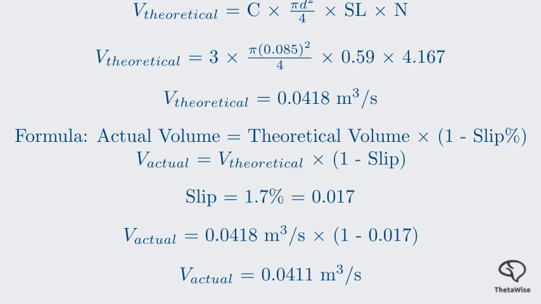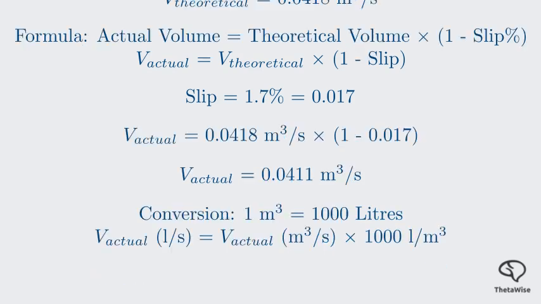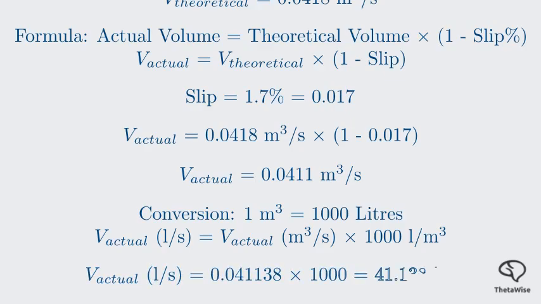Finally, we need to express this volume in liters per second. We know that 1 cubic meter is equal to 1,000 liters. To convert, we multiply our result in cubic meters per second by 1,000 liters per cubic meter. So, 0.0411 times 1,000 gives us 41.138 liters per second. We will round this to 3 decimal places. Comparing this with the memo's answer, it matches perfectly.